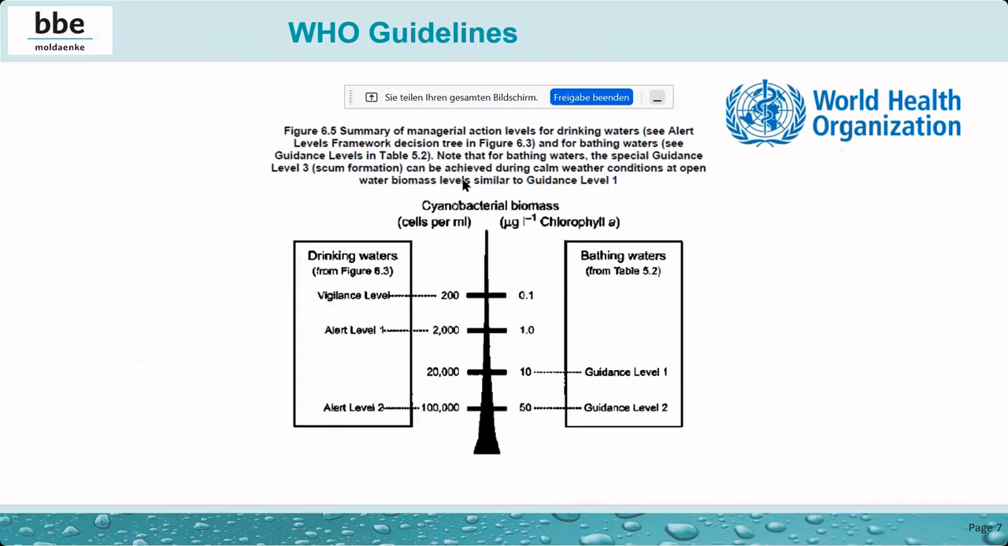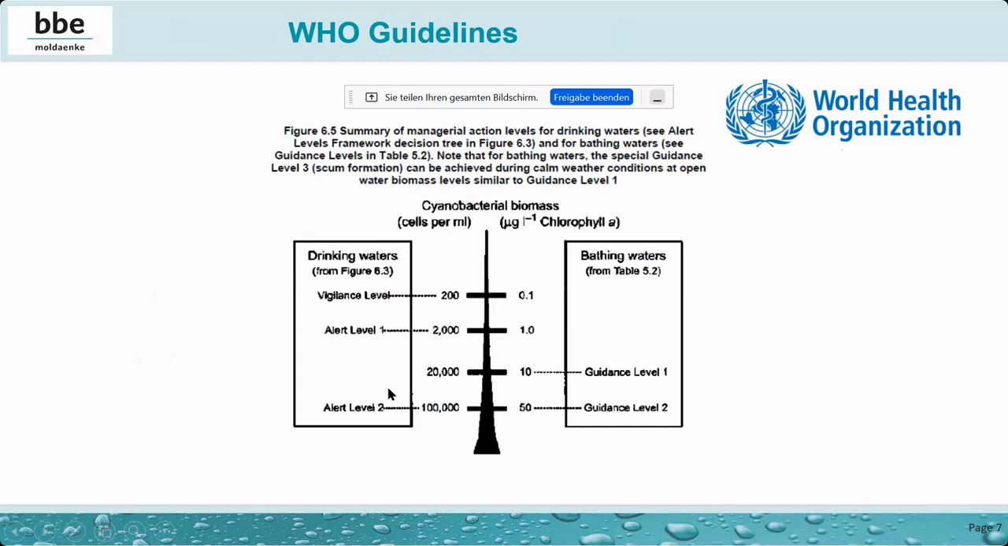There are no clear rules for what is allowed in drinking water, but there is a recommendation by the World Health Organization. You see it here on this screen. They measure either cells per milliliter, or they measure chlorophyll. Here they give the levels which are allowed or which are alarm levels for drinking water. This is just to limit the content of the toxin inside of the cells.